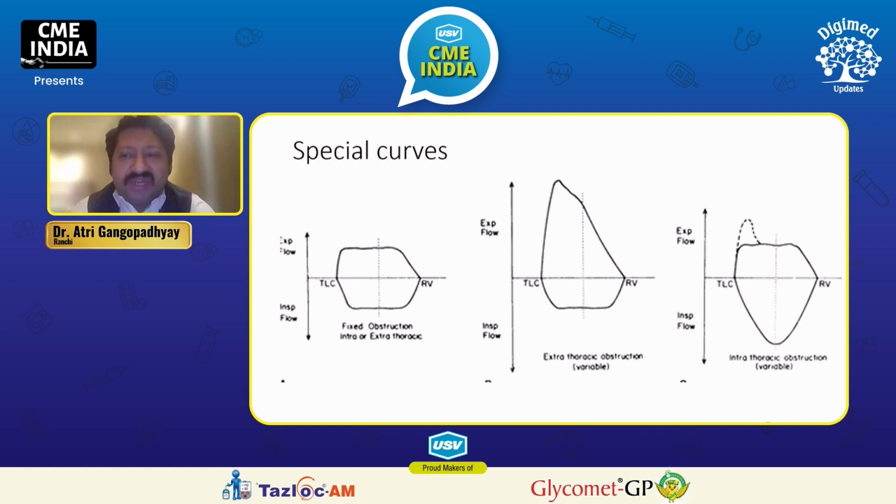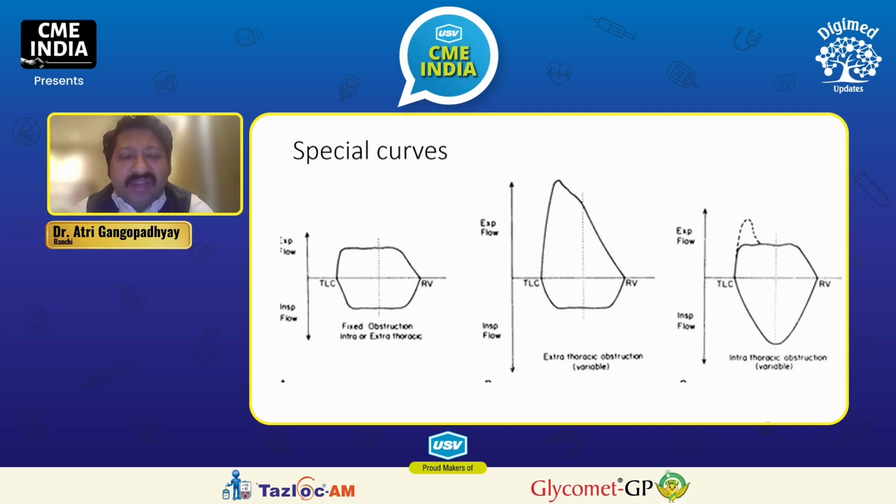There are three special curves which can be diagnostic in spirometry. These three special curves represent three unique kinds of pathology where you must immediately look towards those pathologies only. Look at these three shapes. On my extreme left is something known as a fixed obstruction, intra or extrathoracic. What do you mean by fixed obstruction? There is some mechanical obstruction. It may be some permanent shortening of the airway caliber.